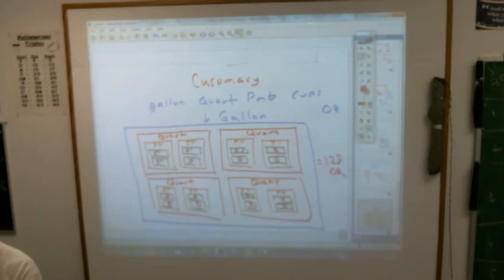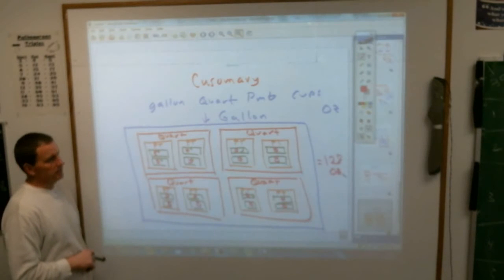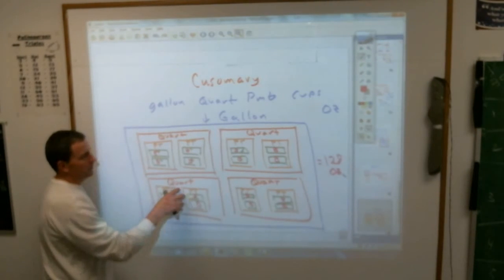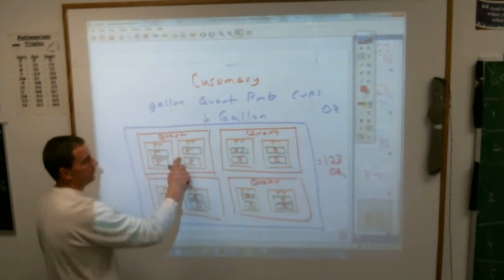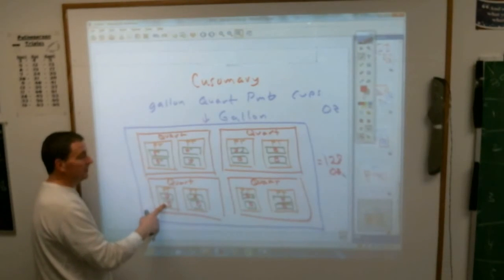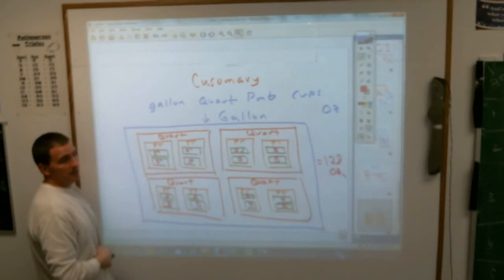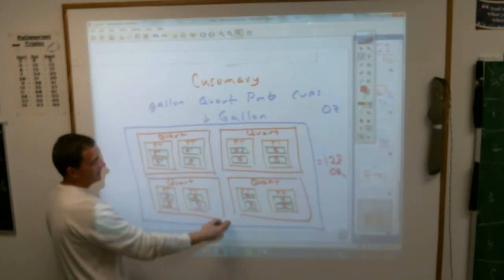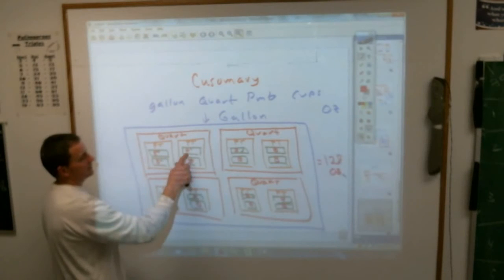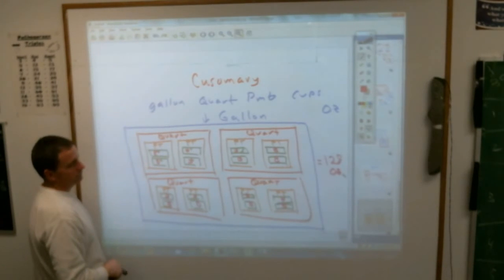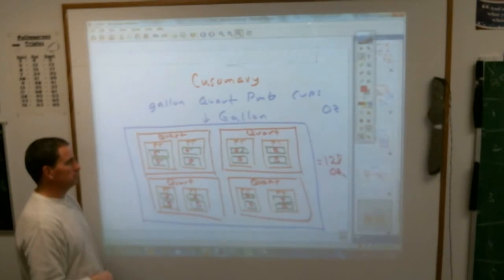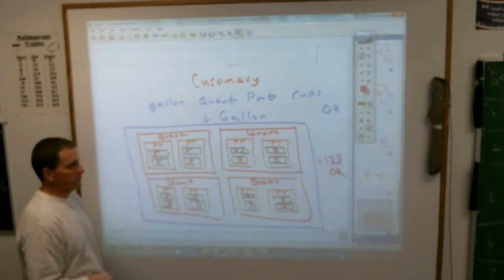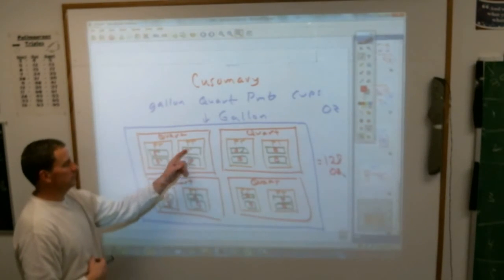So hopefully with this, you can figure stuff out. If I asked you, 3 quarts is how many pints? Well, if you have 3 quarts, you've got 1, 2, 3, 4, 5, 6 pints. 3 quarts is how many cups? 1, 2, 3, 4, 5, 6, 7, 8, 9, 10, 11, 12. A half of a gallon is how many cups? If you just take a gallon and look at half of it, 1, 2, 3, 4, 5, 6, 7, 8. How many cups are in 2 pints? 1, 2 pints, 1, 2, 3, 4.